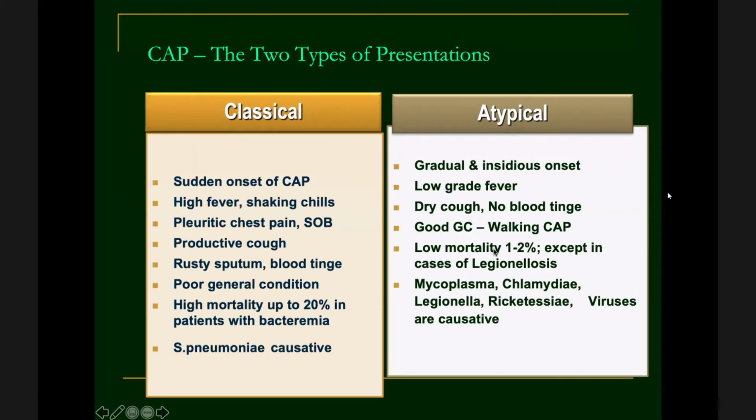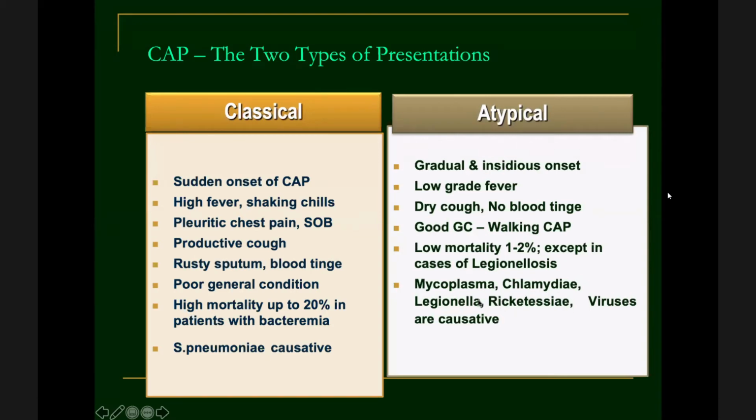Then the mortality is low, 1 to 2%, except in the cases of legionellosis. Legionella disease has a high mortality if you do not diagnose it immediately. The atypical organisms are Mycoplasma, Chlamydia, Legionella, and Rickettsia. Now we are getting a lot of patients with scrub typhus presenting with pneumonia.